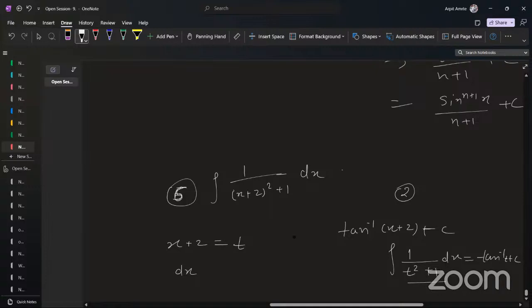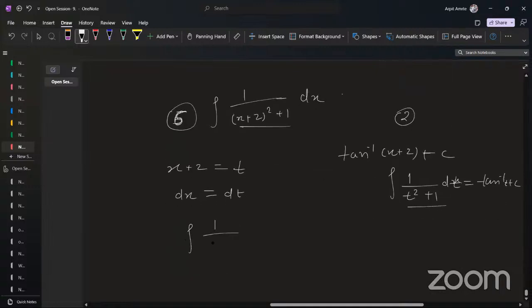I want to make this formula because this whole term will look like this if I put t equals x plus 2. Here dt is dx, so that is why I am putting x plus 2 equals t. Then what will be the dx? Just differentiate both sides. It will be dt only. So you will get 1 upon t square plus 1. Okay, now further you can solve.